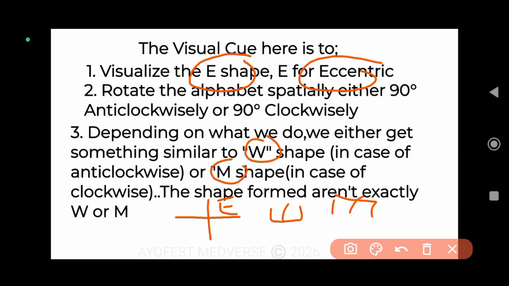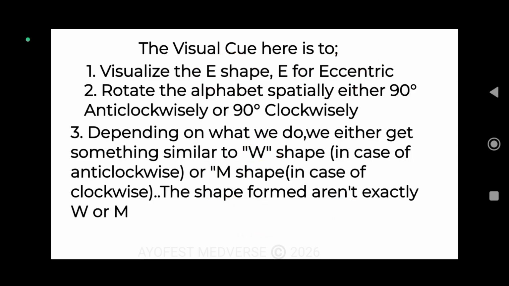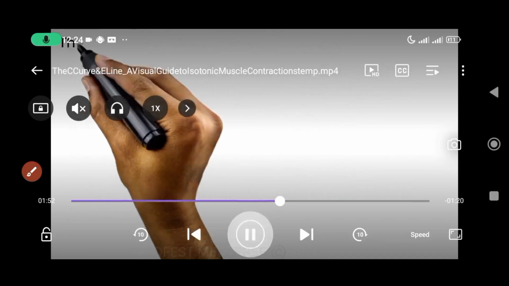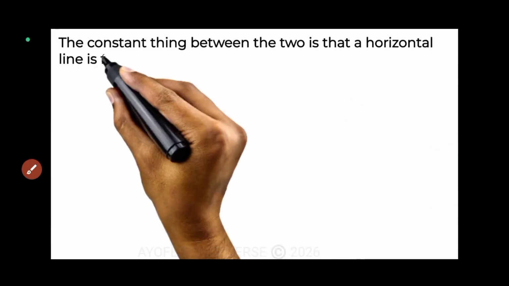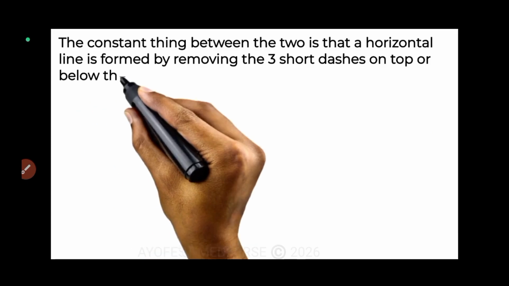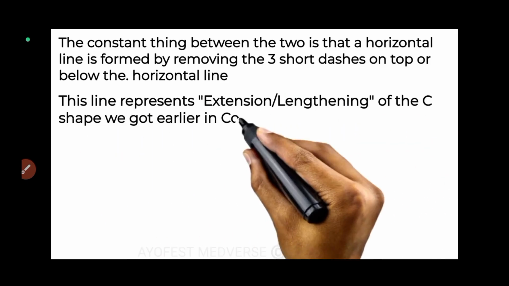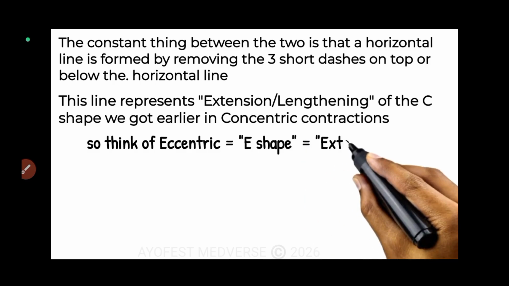So we are removing these three short dashes, either facing up or down. So what we are left with is a straight horizontal line. So the constant between how you visualize either anti-clockwise or clockwise is the horizontal line.